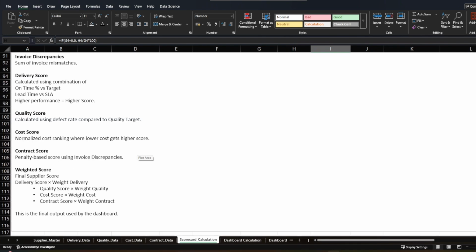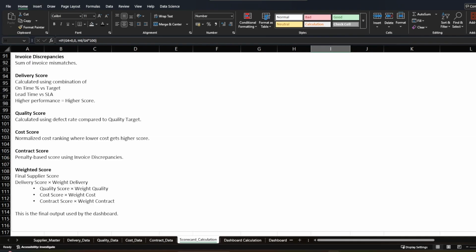So delivery score is something which is calculated using a combination of on-time percentage versus target and lead time versus service level agreement. If your performance is higher, then you will get a higher score. What does higher performance mean? It means your on-time percentage is greater than or equal to the target, and your lead time is lower than or equal to your service level agreement lead time. So if you successfully fulfill these two terms, you will get a higher score.